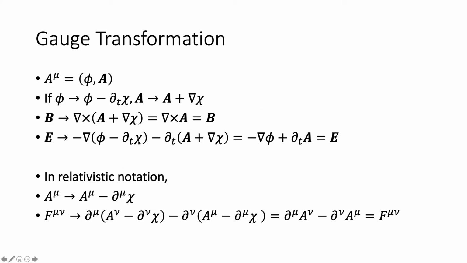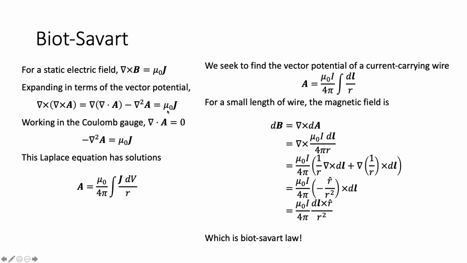We can add this additional function, called a gauge field chi, to the potentials without changing the magnetic and electric fields, and that means Maxwell's equations have a degree of redundancy. More clearly, in relativistic notation, the four potential transforms in the following manner, and the Faraday tensor is unchanged. That makes sense because the Faraday tensor has the electric and magnetic fields as its components, so of course it must not change. Now, why is this useful?